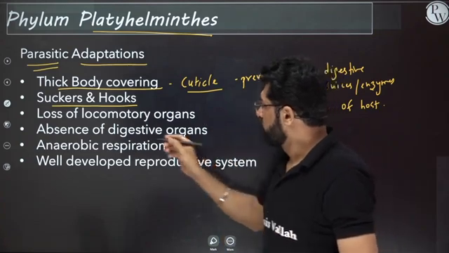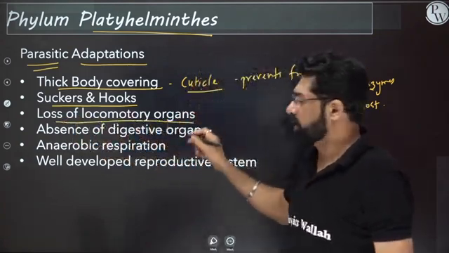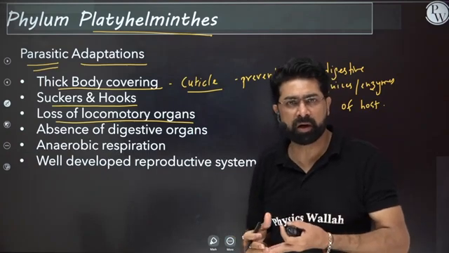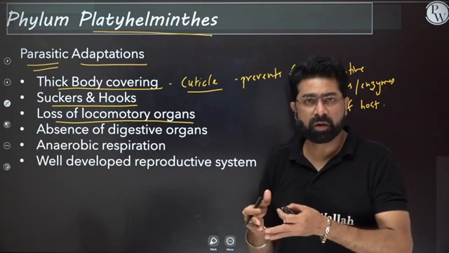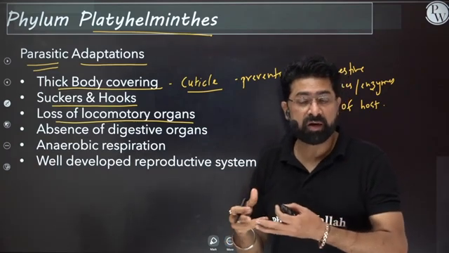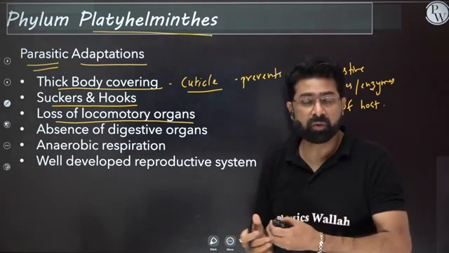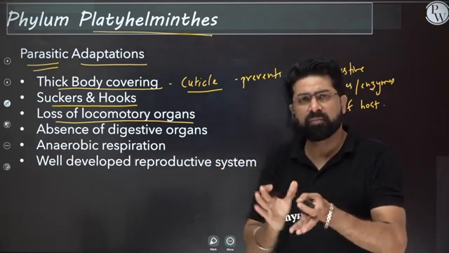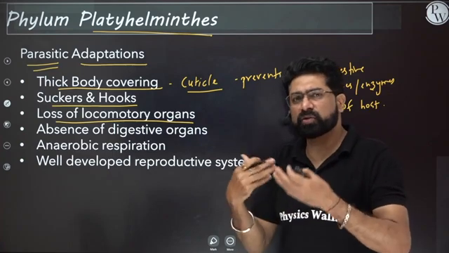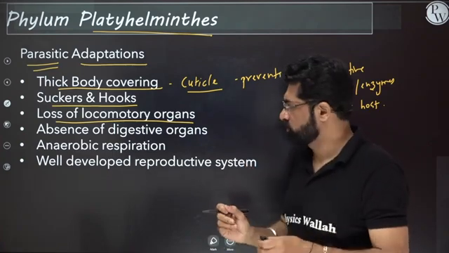Got it? Loss of locomotory organs. They don't have any locomotory organs. So that's a parasitic adaptation, because if they would have started locomoting, the immune system would have dodged. They would have tried to kill them. But they are just flowing with the stream, with the body fluids. So immune system also will not recognize them as a threat.